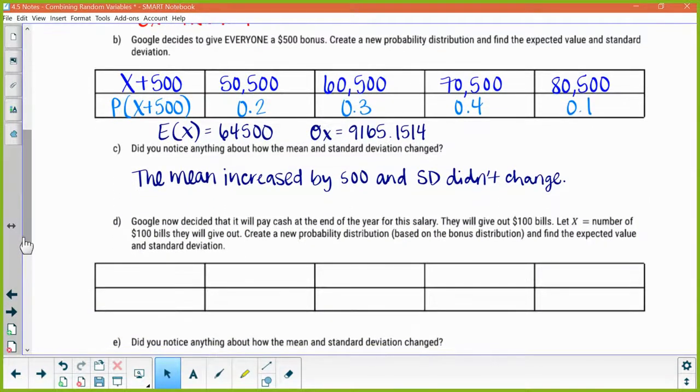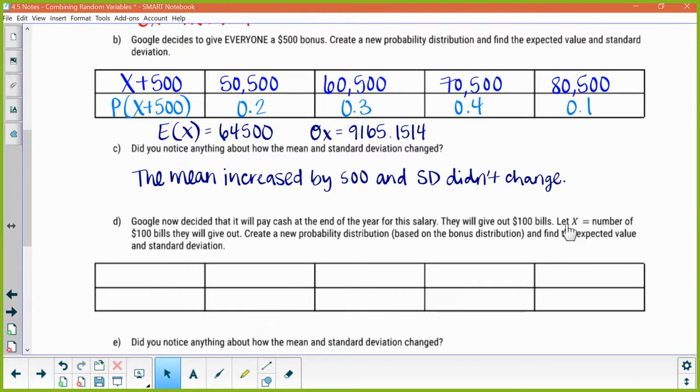Now, after that, they decided, you know what? We're just going to pay you cash. We're going to pay you cash at the end of the year for the salary, and then you manage your money for the entire year, which is not a great plan. So they're going to give out $100 bills, and this time let X be the number of $100 bills they're going to give out. So we're creating a new probability distribution based on this bonus, and we're going to find the expected value and standard deviation.